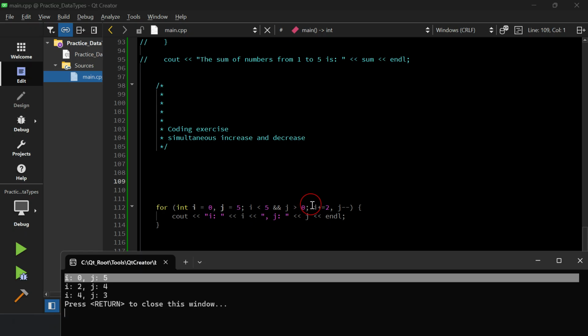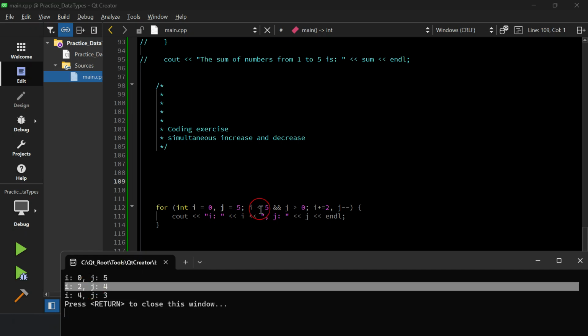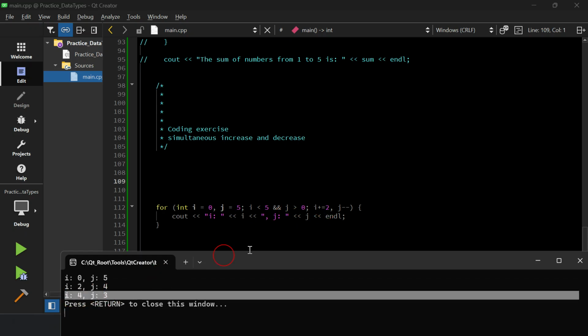Then i is increased 2 times and j is decreased 1 time. So i is 2 now, j is 4 now. So i is still lower than 5, j is still higher than 0. Then we enter again and we print these two values, i equals 2 and j equals 4. And finally, we increase the value one more time. We iterate one more time, and the value increases for i equals 4 and j equals 3.